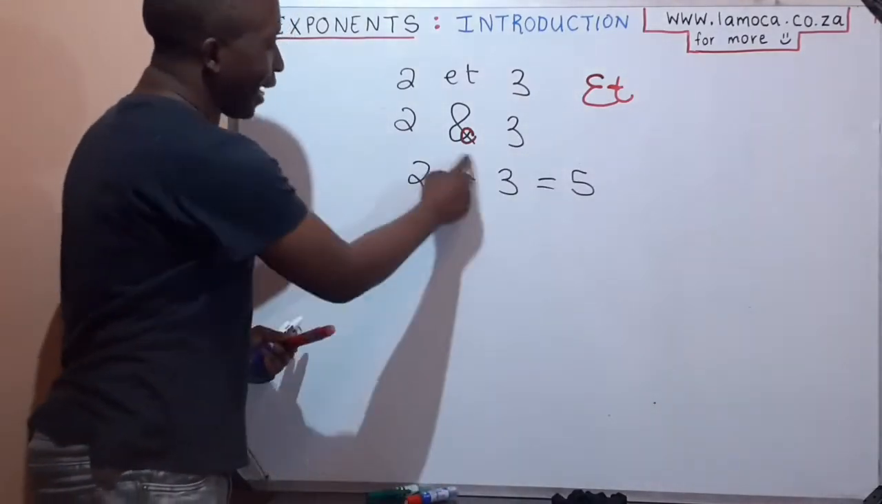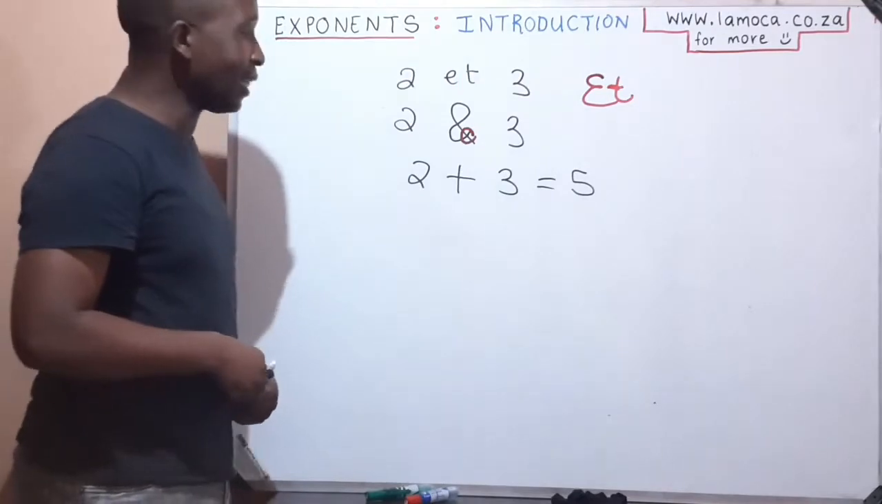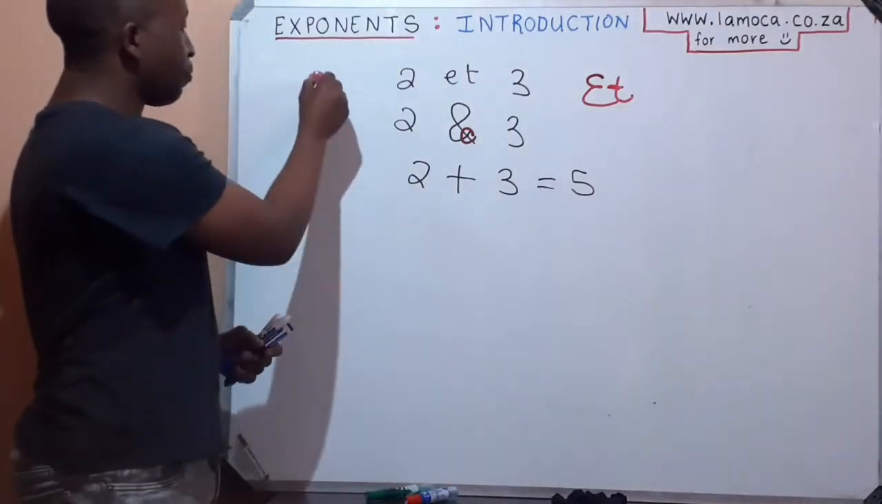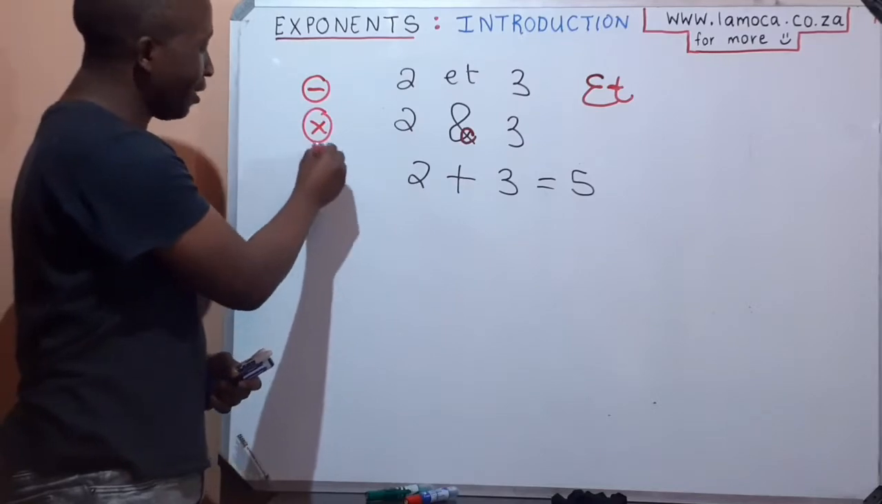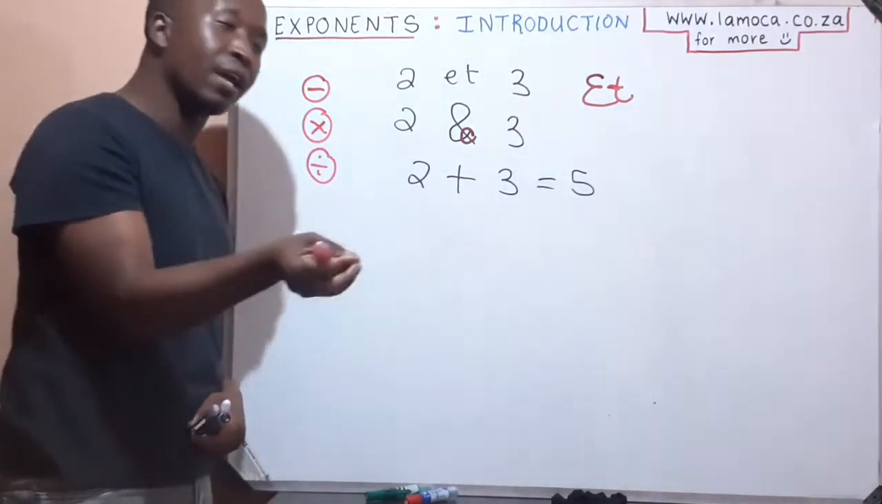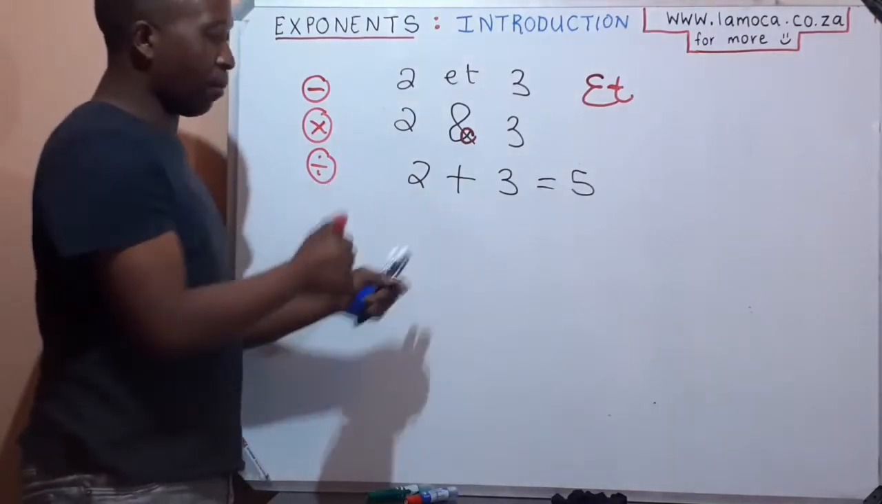Now, the plus sign happens to be the Chuck Norris of all the mathematical symbols. Why am I saying that? Well, because the subtraction sign, the multiplication sign, and the division sign can all be derived in terms of the addition. They can all be defined or explained in terms of addition.